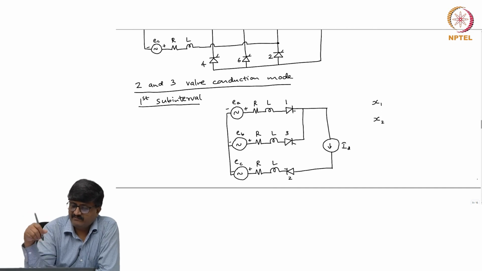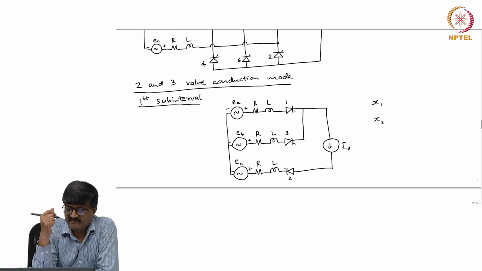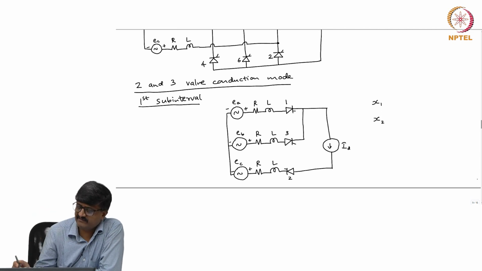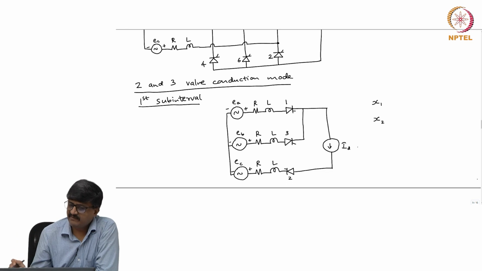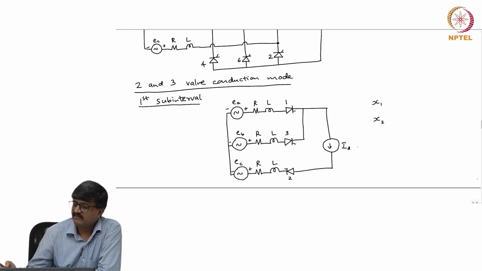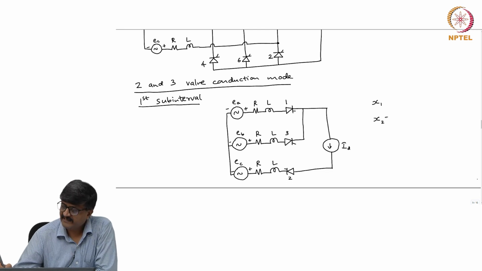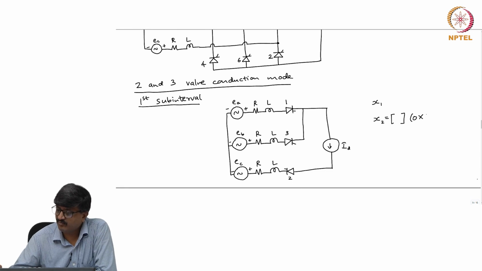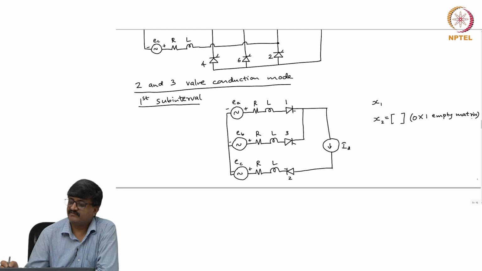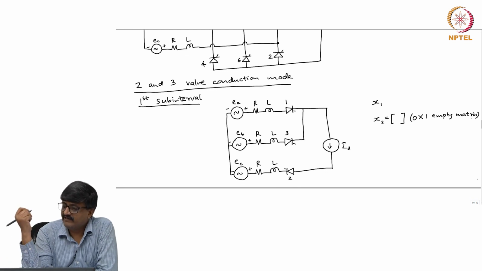Going by what we studied in the case of the circuit without resistance, we know that in the second subinterval, valves 2 and 3 conduct and the current is I d which is constant. So, there is no state variable in the second subinterval. So, x 2 is an empty matrix, it is 0 cross 1 empty matrix. So, the size of x 1 is 1 cross 1. So, it has one element more than that in x 2.